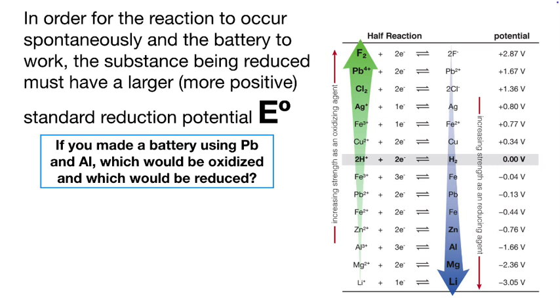So in this case, what we could do is look at a list of half reactions. Note all the half reactions are listed as reductions. That has been our accepted default presentation for our potentials. Okay, so if I want to make a battery using lead and aluminum, which species is oxidized and which would be reduced? So to answer this question, what do I have to do?